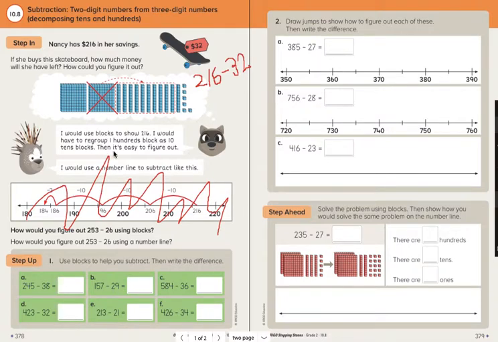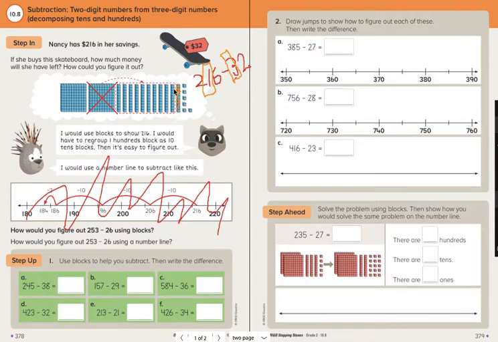Okay? So our little raccoon friend said, I would use blocks to show 216. I would have to regroup a 100's block as tens blocks. Then it's easy to figure out. So the raccoon took this 100, crossed it out, and put 10 tens blocks because it's hard to take away three groups of 10. Let me use a different color. It's hard to take away three groups of 10 from one group of 10, right? But now with 11 groups of 10, taking away three groups of 10 will be really easy, right?